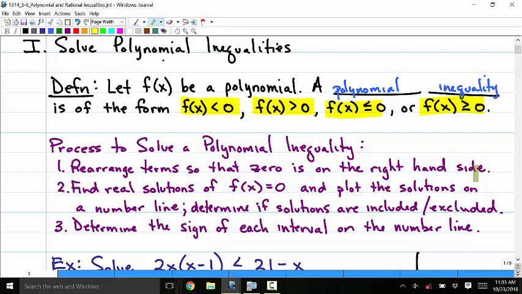Okay, how do we solve a polynomial inequality? First thing you want to do, rearrange the terms so that zero is on the right-hand side. Second thing, find the real solutions if you set the polynomial equal to zero. Are we going to use a previous tool that we've obtained? Set the polynomial equal to zero and solve for x. Find the real zeros. You're going to plot those real zeros on a number line and then determine if the solutions are included or excluded, and then determine the sign of each interval on the number line and get your answer. So let's actually go do it and see what the process looks like.